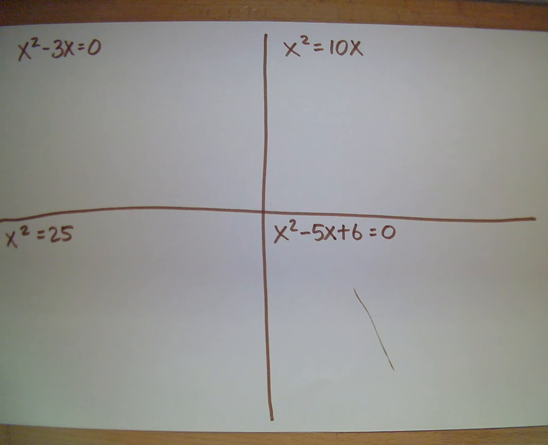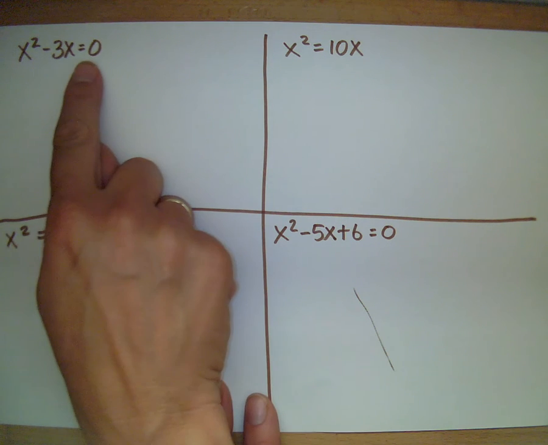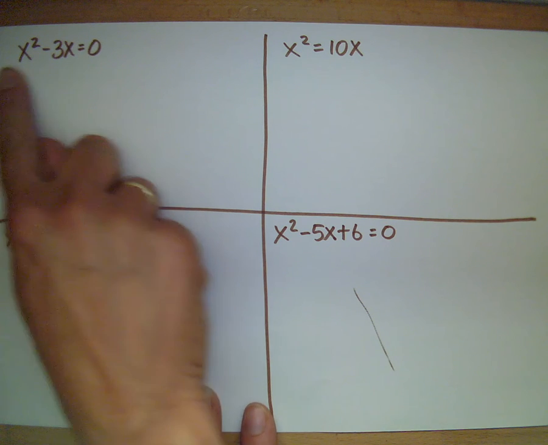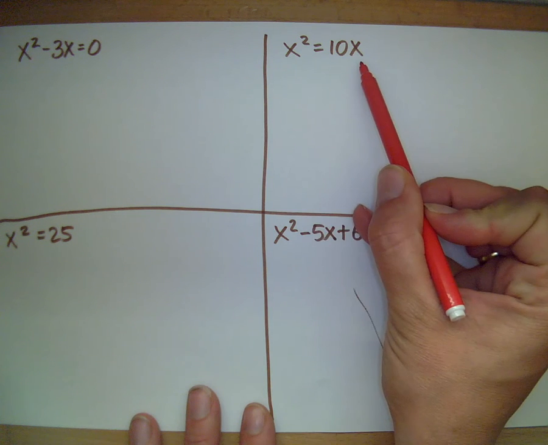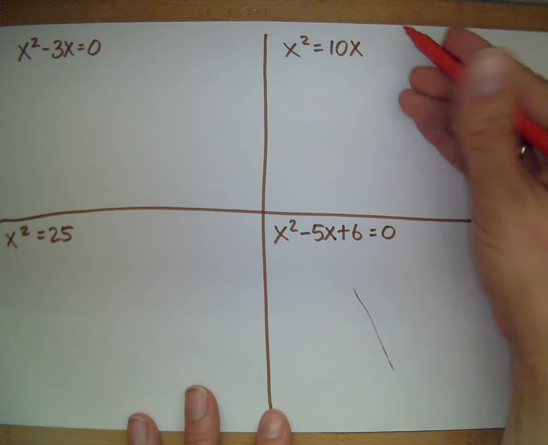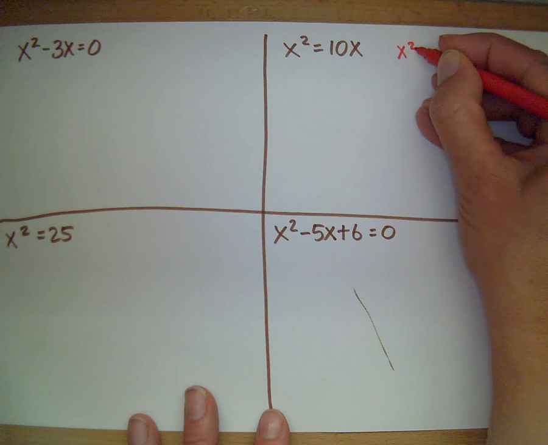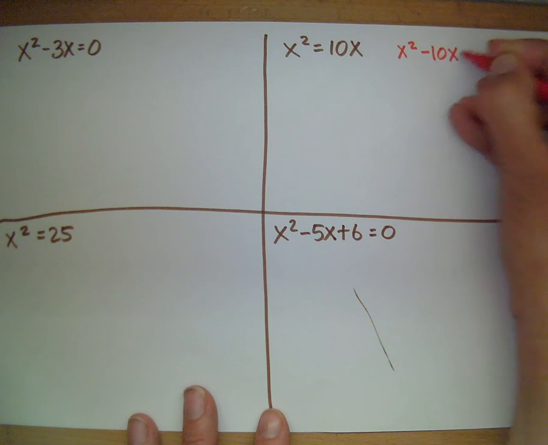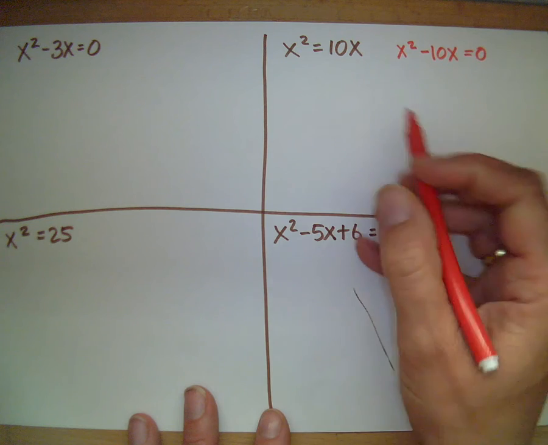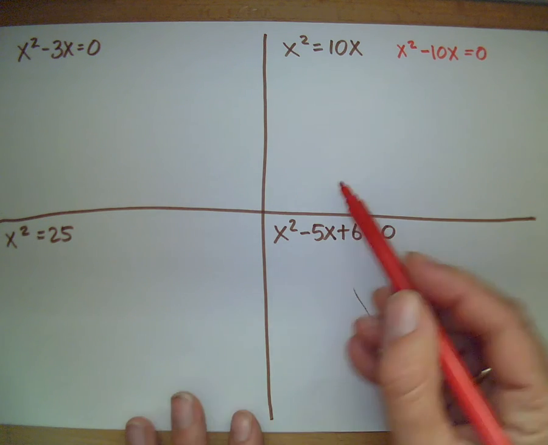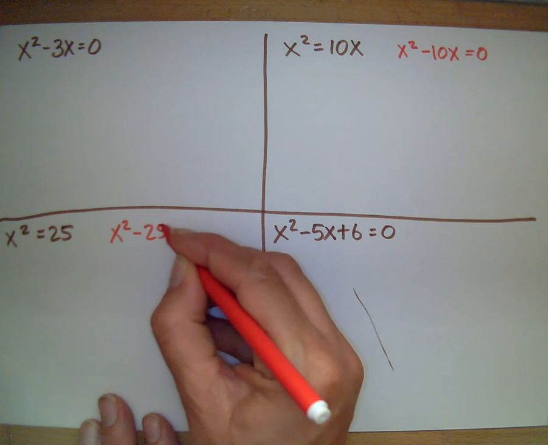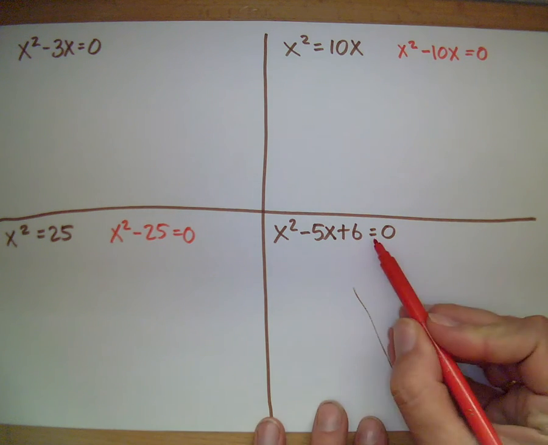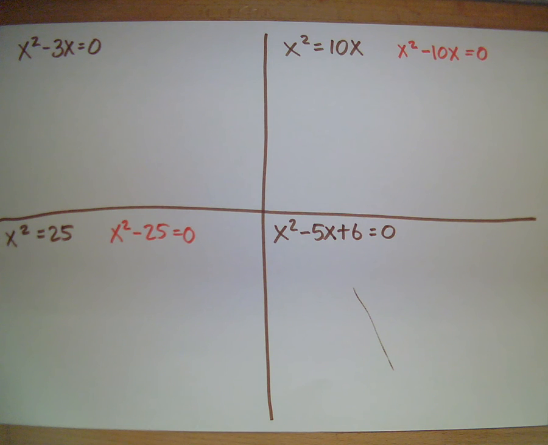Like we said, we want it to be set equal to 0. That's already there for us in this one. This one is not equal to 0 yet, so I'm going to restructure it so that it's in the form that we like it in, right? Subtract 10x from both sides. Here, I have to change it like this, so it's equal to 0, and this one's already equal to 0. So now I'm ready to start solving these.